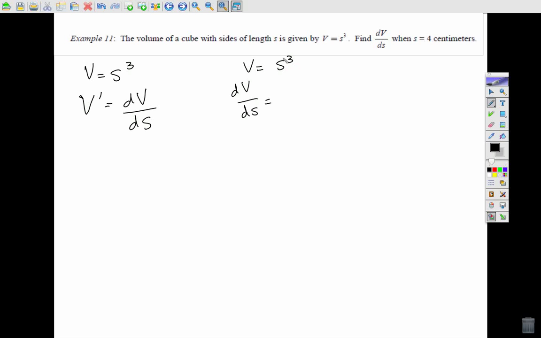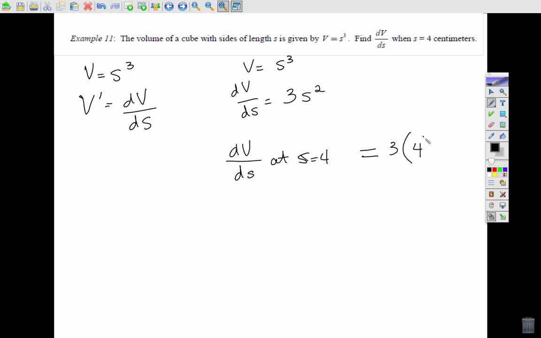How do we do that? All we say is, okay, if v is equal to s cubed, then dv/ds is equal to, what's the derivative of s cubed? It's simply 3s squared. Does that make sense? Maybe. The exponent comes down as the coefficient. The new exponent is 3 minus 1, which is 2.